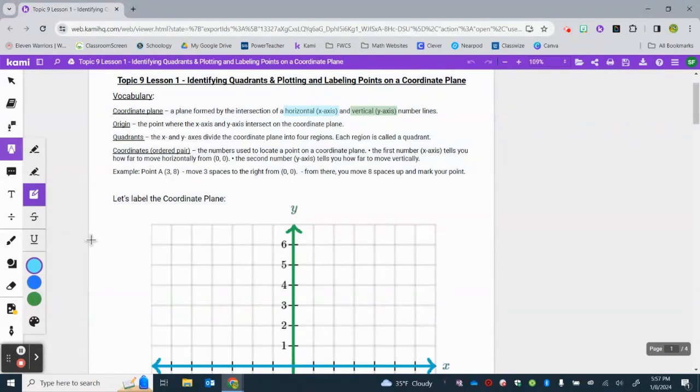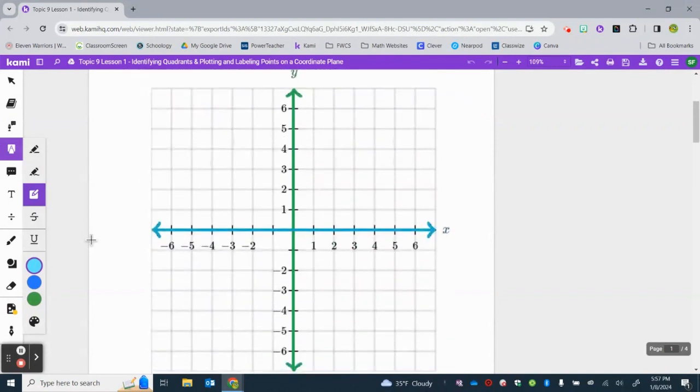So let's scroll down here and look at this coordinate plane. We're going to talk about it before we do anything with the graphing of the points. A coordinate plane is a plane formed by the intersection of a horizontal axis, commonly referred to as the x-axis, and a vertical axis, commonly referred to as the y-axis.